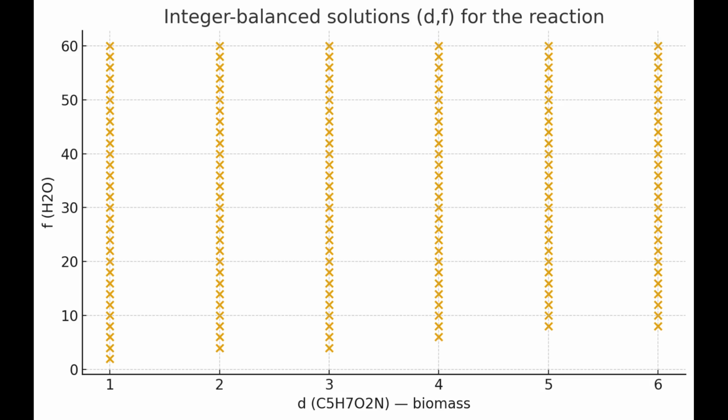I kept only solutions where every stoichiometric coefficient is a non-negative integer. So C equals negative 4D plus 3F over 2 must be a non-negative integer. The scatter plot shows allowed integer pairs D and F. Each vertical column corresponds to a fixed D. The many valid F values show the 2D family of solutions.